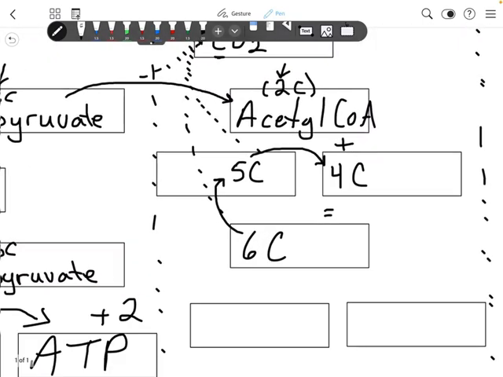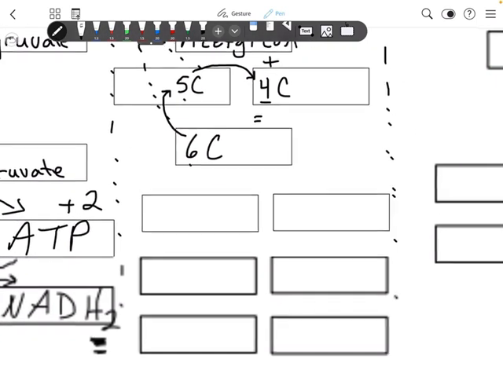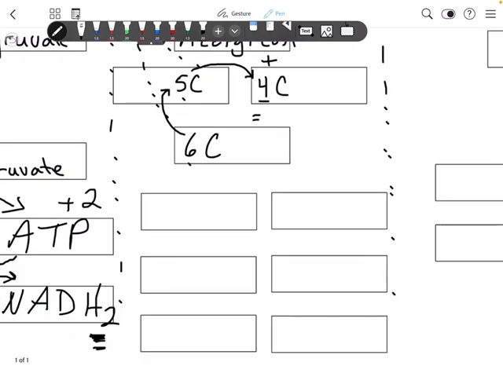Now, this cycle of 4 plus 2 gives us 6, to a 5, and then back to a 4, plus the 2 gives a 6, 5, 4. That's where the cycle comes from. And every turn of the cycle produces things for us. So the key thing that it's producing is our energy molecule, ATP. So we're converting an energy-poor molecule into an energy-rich molecule on every turn of this cycle.